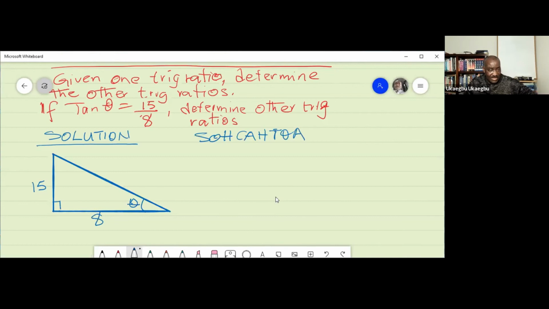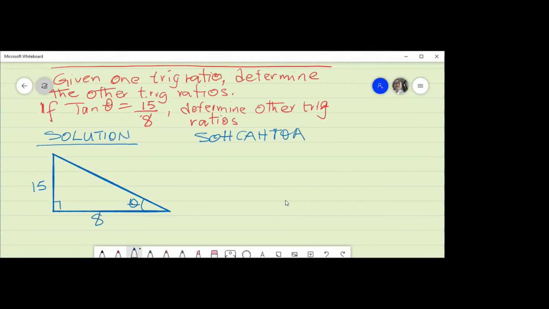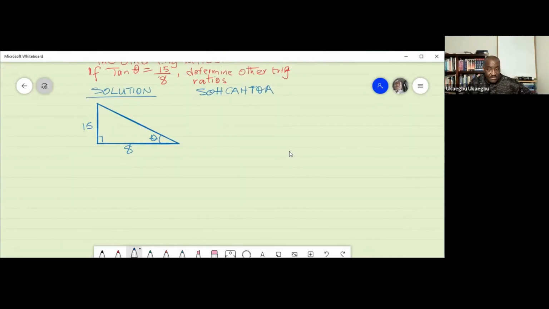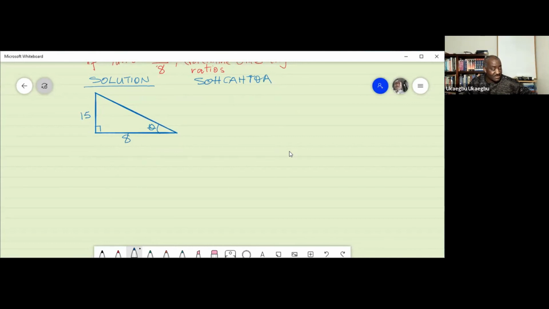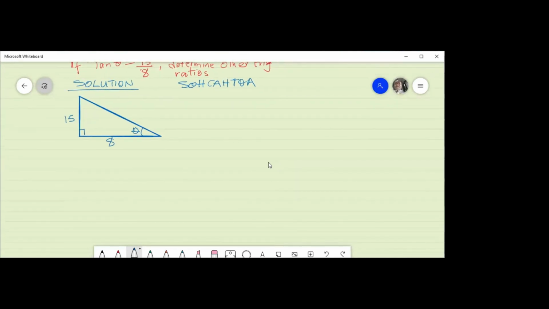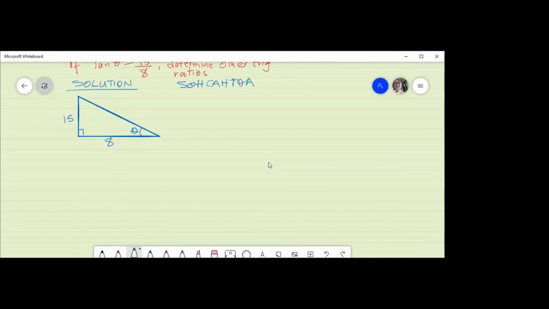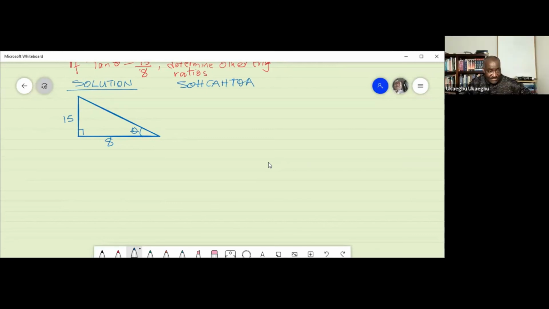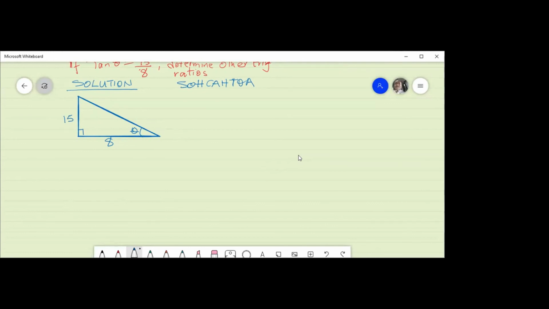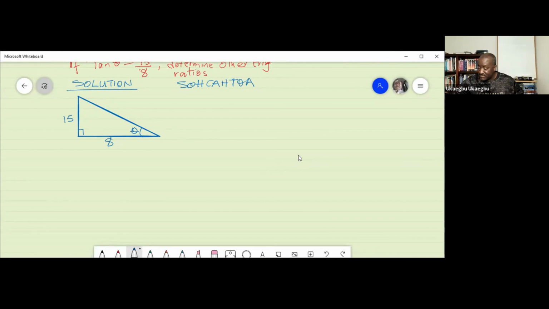So now let's get back to our page. Has anybody found the missing side? 17. So who answered? First name, please. Mohammed. Mohammed said that the missing side is 17. Who agrees with that? Mohammed, can you explain to us how you got the 17? A squared plus b squared equals c squared. What is that formula called again? Pythagoras theorem. Okay, so the Pythagorean theorem is what he applied and he got 17. Did any other person get 17? Yes.